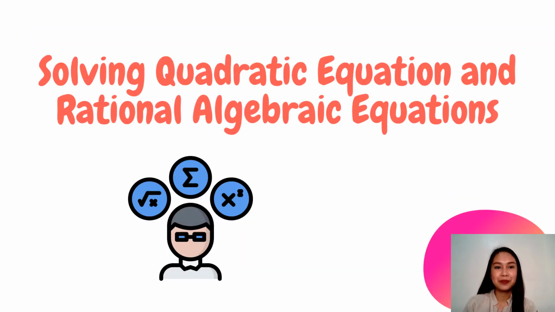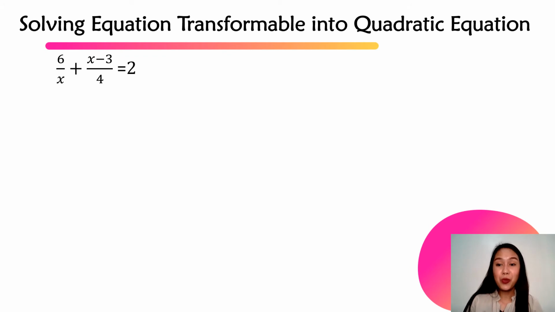Now, let's solve quadratic equations and rational algebraic equations. Let's solve equations transformable into quadratic equations. Suppose I have 6 over x plus x minus 3 over 4 is equal to 2. In this particular example, we first concentrate on the left side of the equation, which is 6 over x plus x minus 3 over 4.